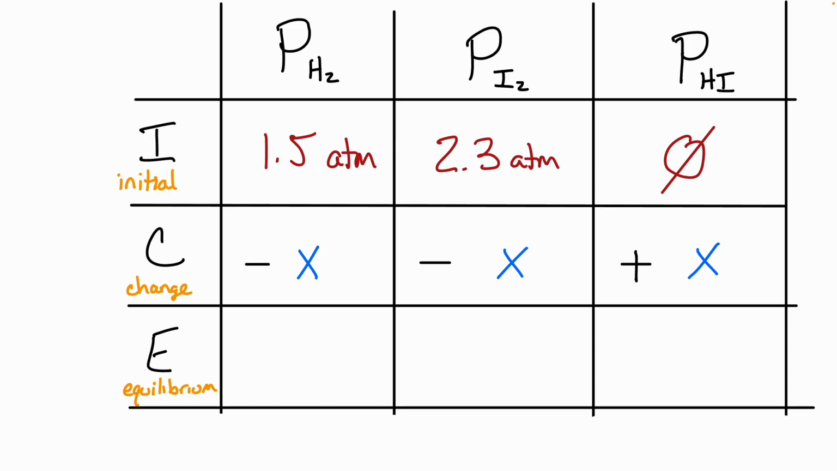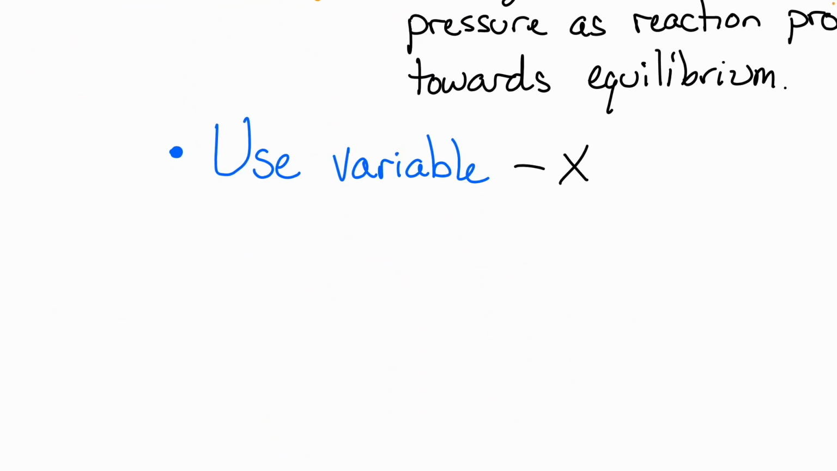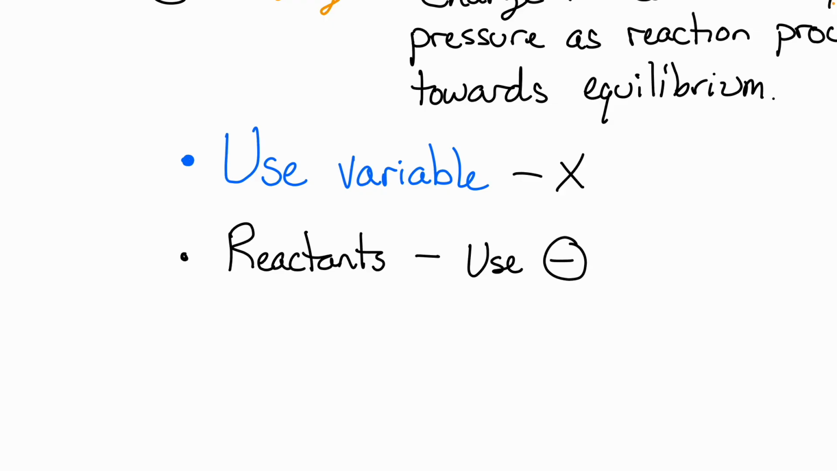And our products increase in their concentration, or in this case pressure, so they go up. All right, so in all your reactant boxes, you have a negative sign. In your product boxes, you have this positive sign. All right, so let's just note here we're going to use variable x. We're going to note that for reactants, use a negative sign, and for products, we're going to use a positive sign.